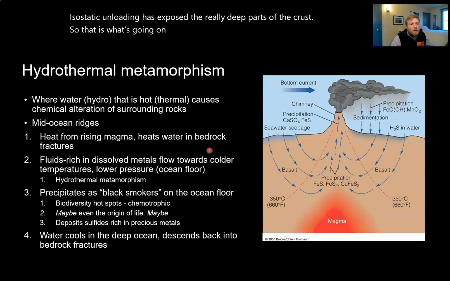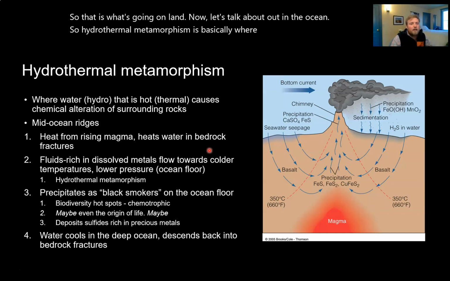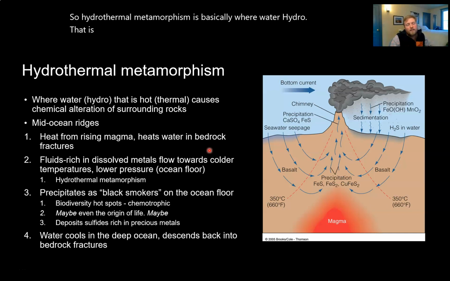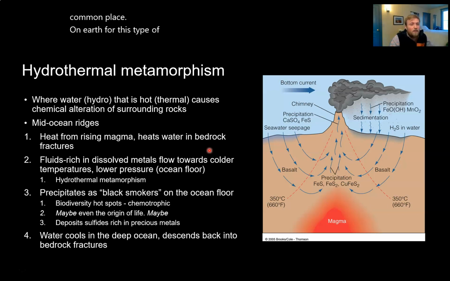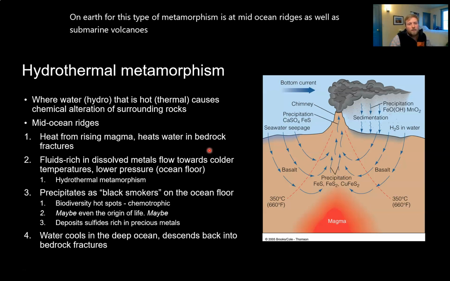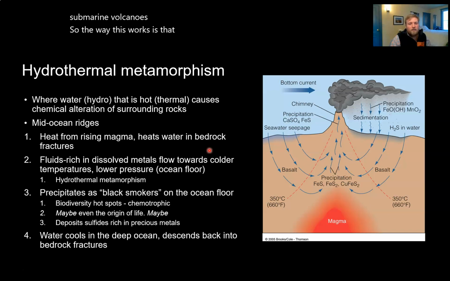Now let's talk about out in the ocean, okay? So hydrothermal metamorphism is basically where water, hydro, that is hot, thermal, causes chemical alterations of surrounding rocks. Okay, the most common place on Earth for this type of metamorphism is at mid-ocean ridges as well as submarine volcanoes. So the way that this works is that you basically have sort of a water circulation system going on here.